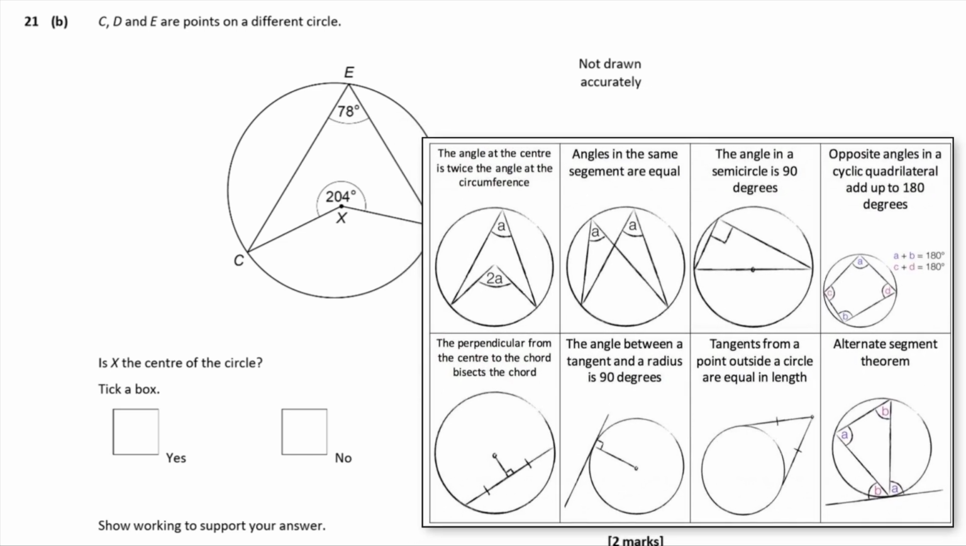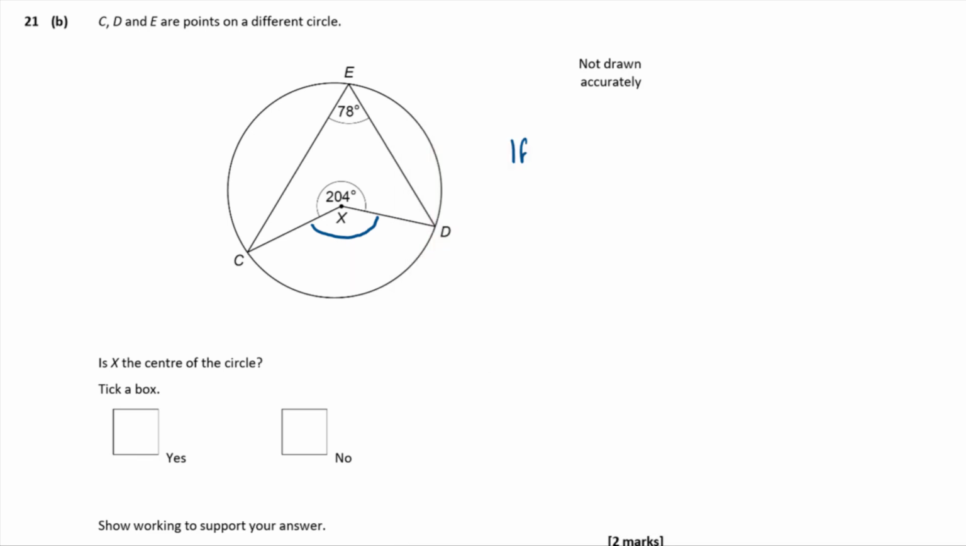But anyway, that rule says that the angle subtended at the center, this angle here, is twice the angle subtended at the circumference. So if X is the center, then the angle X is going to be 2 lots of the angle subtended at the circumference, CED. CED is 78, so that would make X 156.